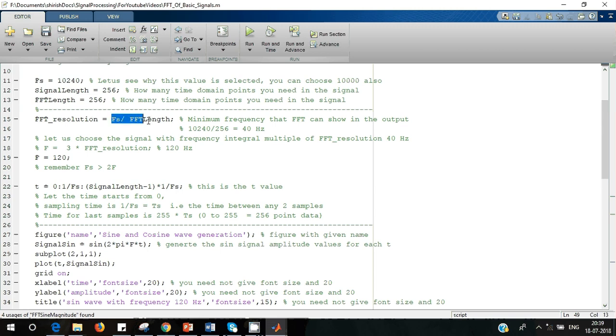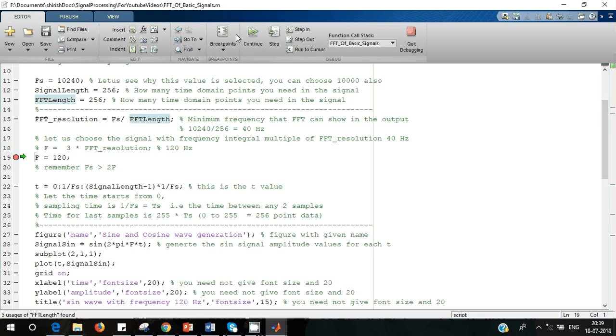This is the formula for the frequency resolution. You must remember this. Fs is the sampling frequency. We are dividing the entire sampling frequency range into these many points, or you can say 256 points. So one point will be representing the lowest frequency, you can say.